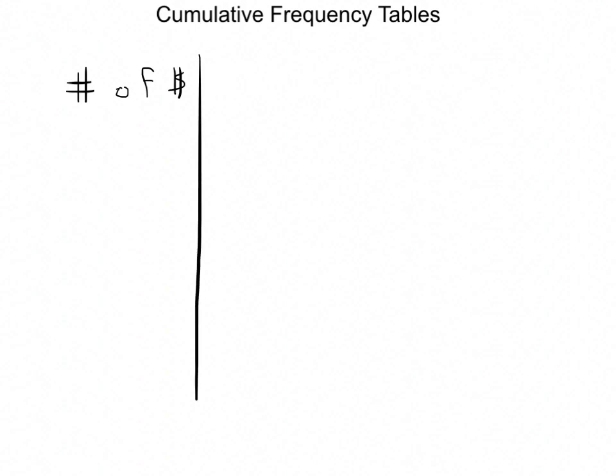So I think the easiest way for me to show you what a cumulative frequency table is is to show you one. So let's start with a grouped frequency table. A grouped frequency table might have the number of dollars that are spent on something on one side, and then the number of people that do that over here. So maybe this is the amount of money that you spend on a dinner or something.